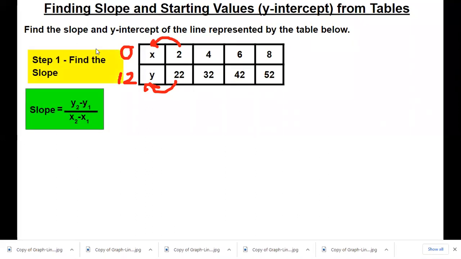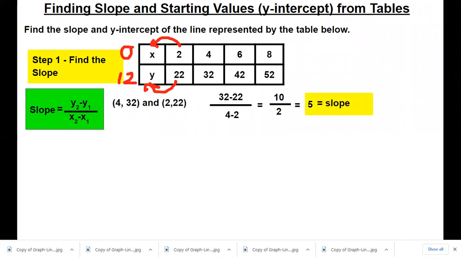Okay, step 1, find the slope. y2 minus y1 over x2 minus x1. So we're going to use all these points. Okay, so (4, 32) is one point and (2, 22) is another point. Plug it into the formula, do the math. It's 10 over 2. Then divide that, we get 5. That's your slope. Okay, the slope is equal to 5. y equals mx plus b. We know what m is. It's 5. See how I put it in there?